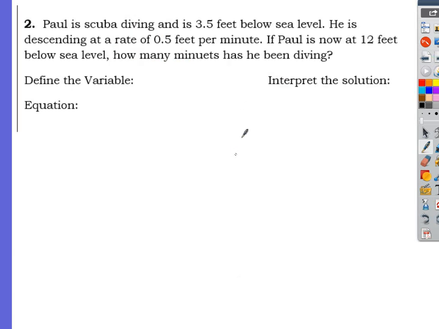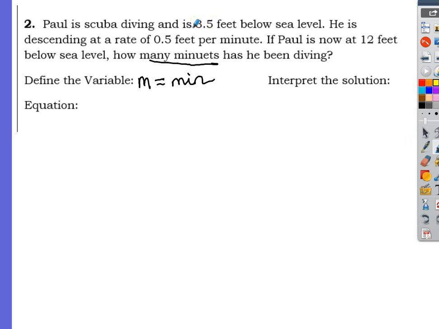So it says Paul is scuba diving and is 3.5 feet below sea level. He is descending at a rate of 0.5 feet per minute. If Paul is now at 12 feet below sea level, how many minutes has he been diving? So first things first, they're asking me for how many minutes. So in this case, I'm just going to use m for minutes, but that is my variable. I am looking for the number of minutes. Then I'm going to go ahead and write my equation.